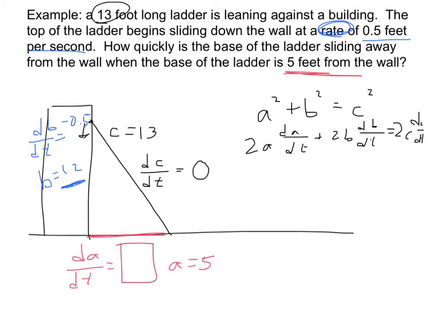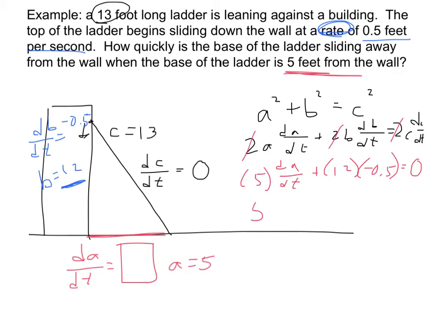At this point, we could actually divide out the 2 because all the terms have a 2 in them. And now it's just a matter of evaluating using all the numbers that I have. We know that a is 5. We know dA/dt is what we're solving for. b is 12. dB/dt is negative 0.5. And on the other side, we have c times dC/dt, so we have 13 times 0. So we're going to end up with 0 on the other side.